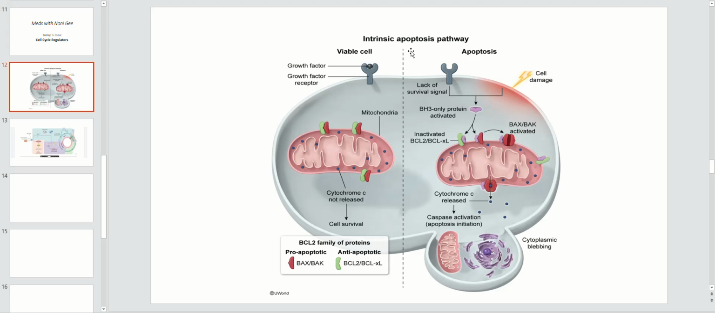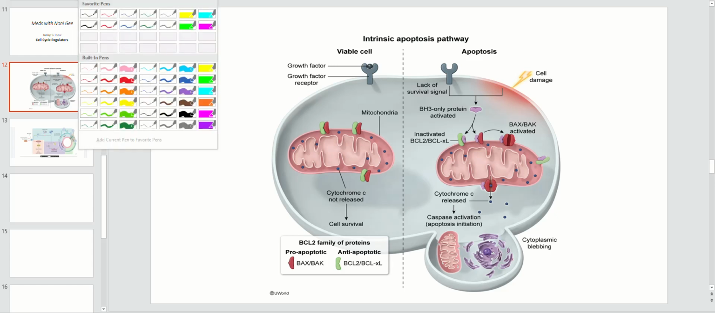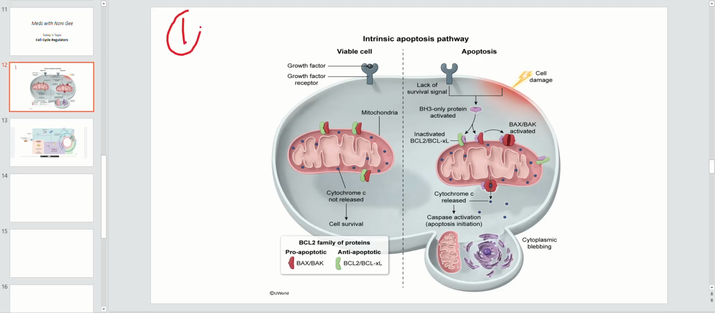Apoptosis is the ATP-dependent programmed cell death of the cell, right? So how does it happen? It happens in two ways. One is the intrinsic pathway, which this picture is showing over here, and the other one is the extrinsic pathway.